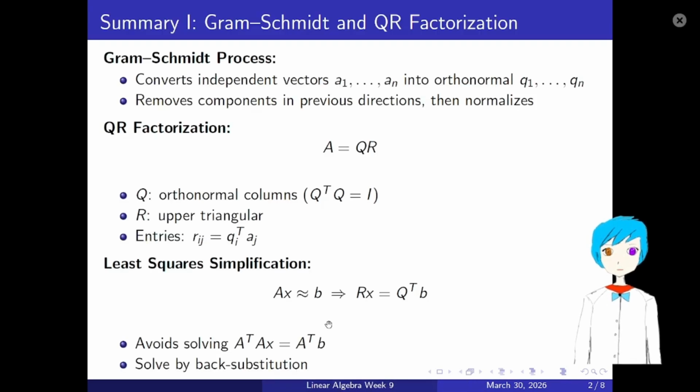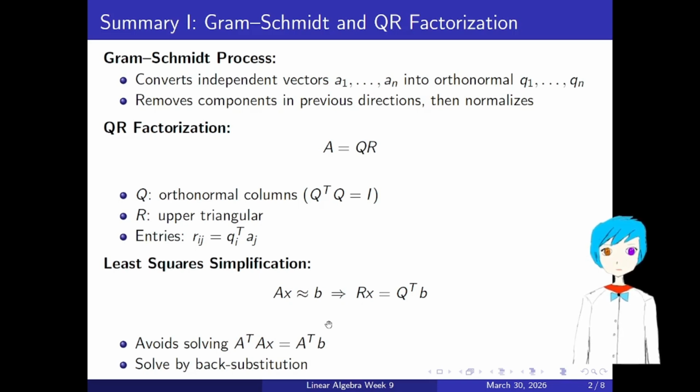So first of all, we continue our discussion on the Gram-Schmidt process. The Gram-Schmidt process converts a set of bases into a set of orthonormal bases. Consequently, if we put those vectors as columns in a matrix, then we get the QR factorization of that matrix, where Q is a matrix whose columns are the orthonormal bases, and R are the coefficients. R is an upper triangular matrix. Its entries are r_ij equals the inner product of q_i and a_j.